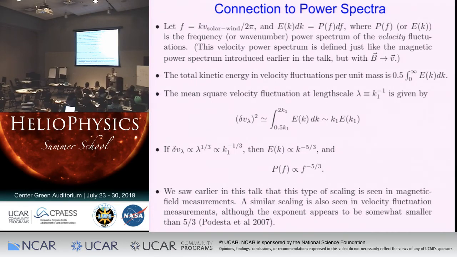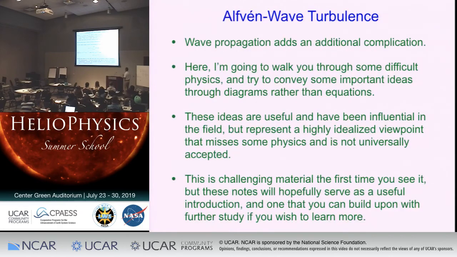The velocity spectrum is a bit flatter. That's one possible explanation, but people are still trying to figure this out. All right, Alfvén wave turbulence. I will start walking along the path of trying to take these hydrodynamic arguments and apply them to MHD. Let's see how far we get.